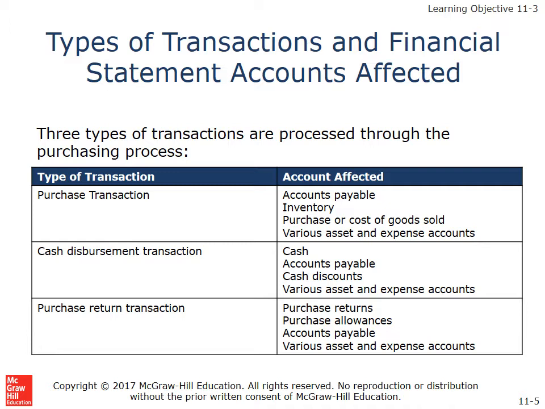Purchase return transactions. This is when the company is sending back inventory, returning it, or receiving an allowance on the inventory. They get to pay a lower price because it might have been damaged when they received it or it was the wrong color, and they worked out a deal with the vendor. Accounts payable decreases your bill if you return something, and various other asset and expense accounts may be affected. So we need to be familiar with the accounts involved in this process, and that gives us a nice overview.